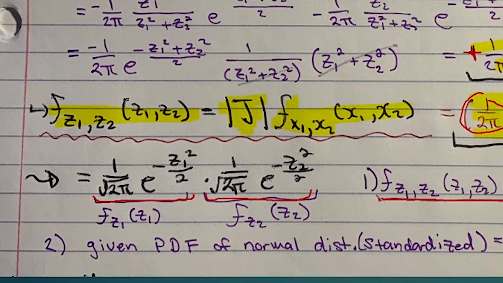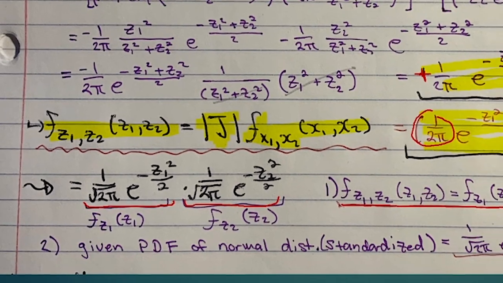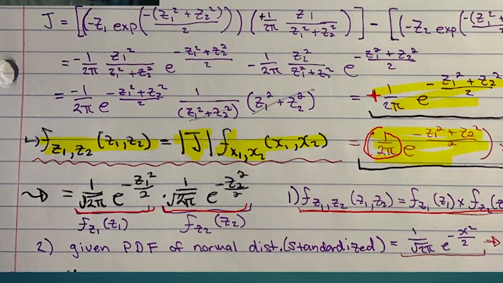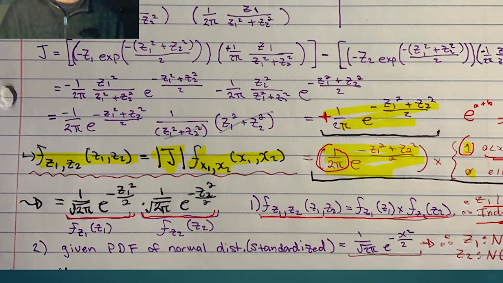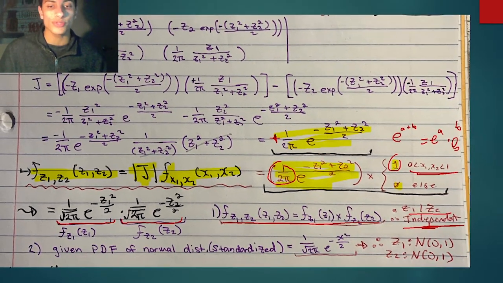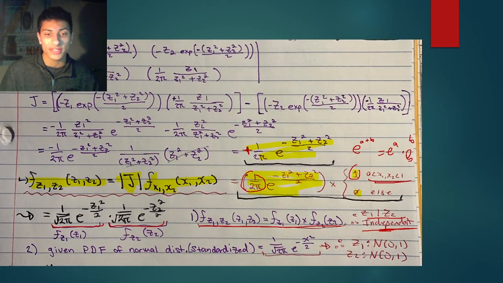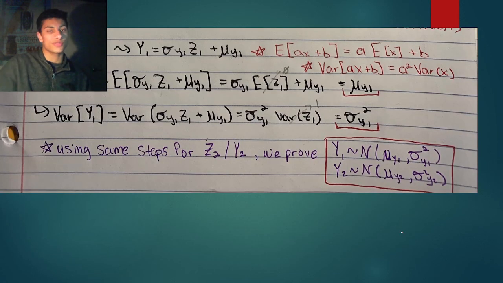So as we discussed earlier, that means that Z1 and Z2 are going to be independent because their marginal PDFs can be multiplied together in order to get their joint PDF. And we can also observe that their marginal PDFs are in this standardized form for the PDF of a normal standardized distribution. So we can also say that Z1 and Z2 are Gaussian normalized distributions for their PDFs.